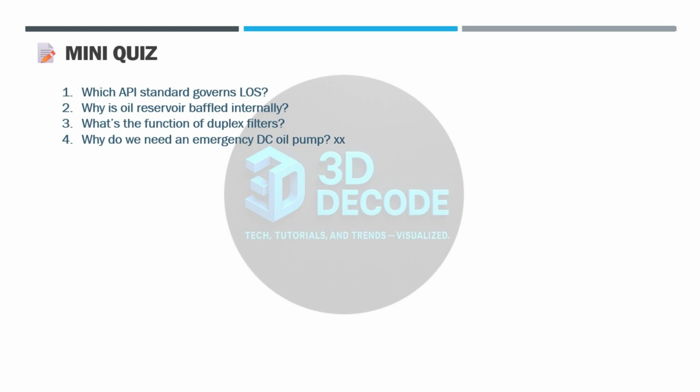Mini quiz. Quick quiz time. 1. Which API standard governs lube oil systems? 2. Why is the oil reservoir baffled internally? 3. What's the function of duplex filters? 4. Why do we need an emergency DC oil pump?